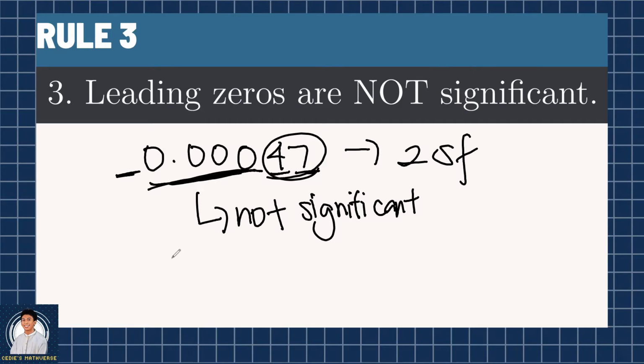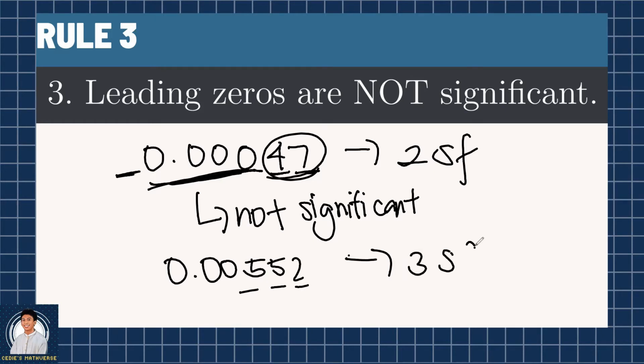Using the same logic, we have 0.00552 with 3 significant figures and 0.00001 with 1 significant figure.